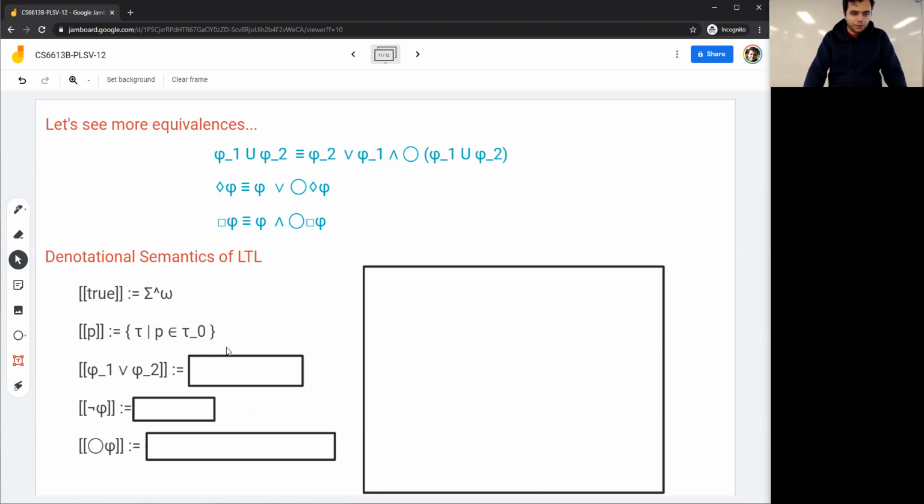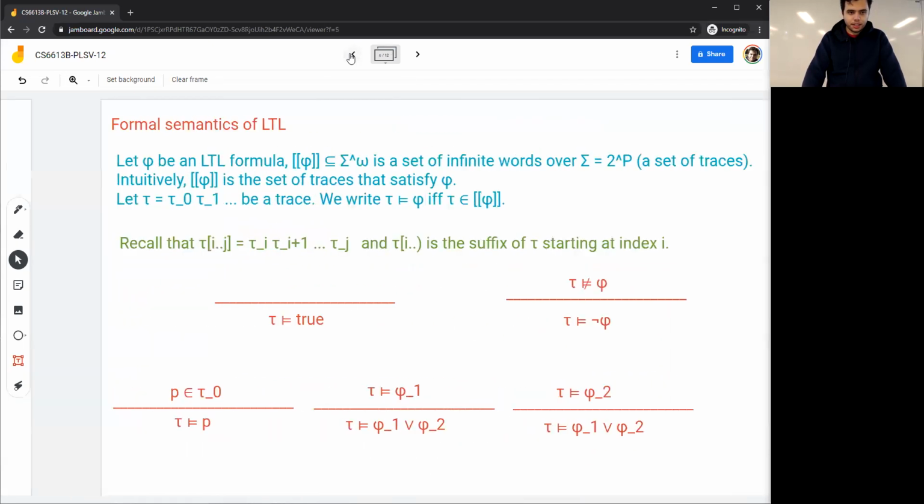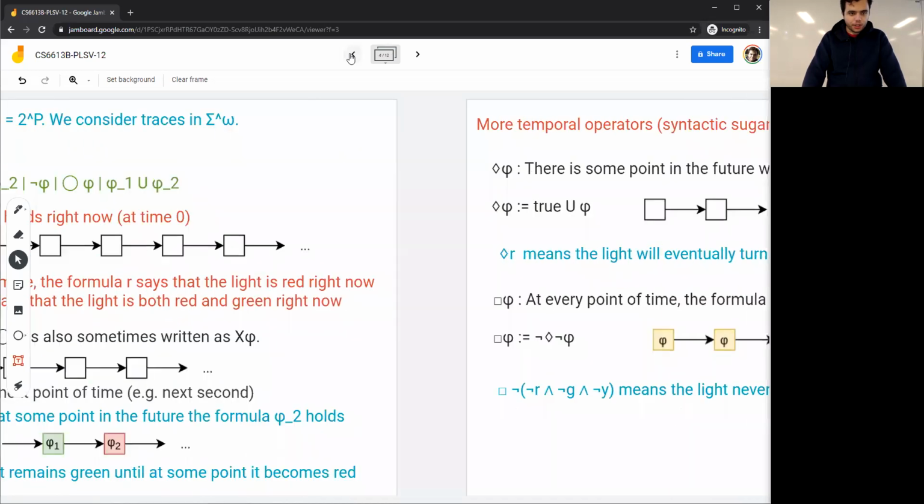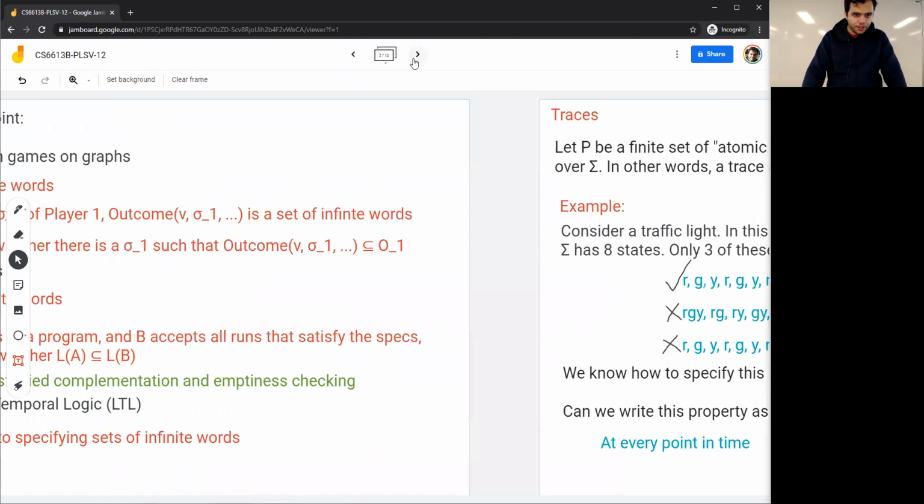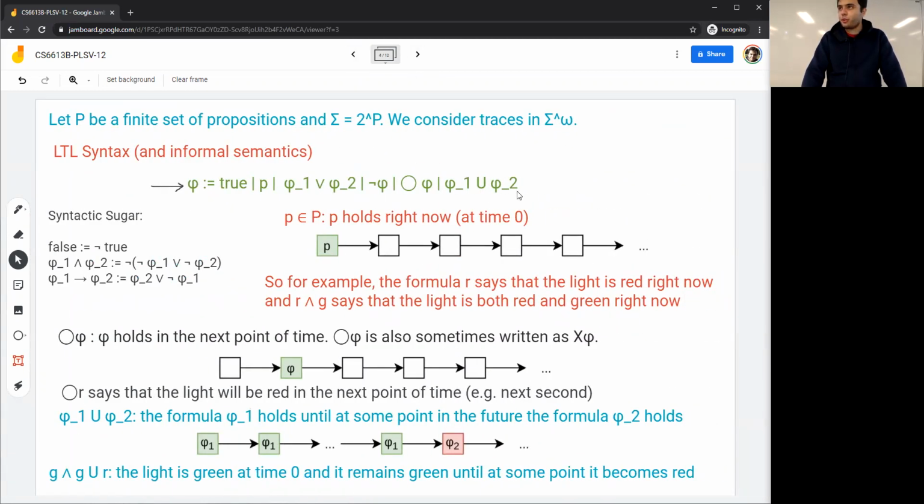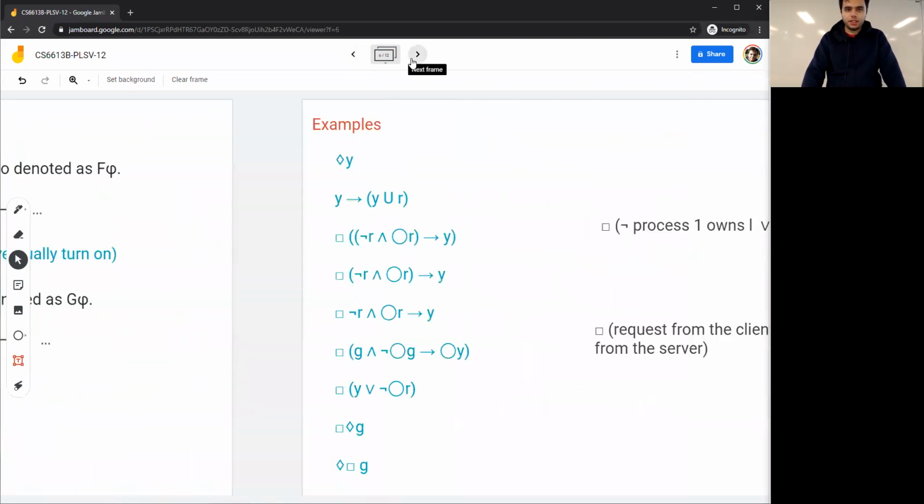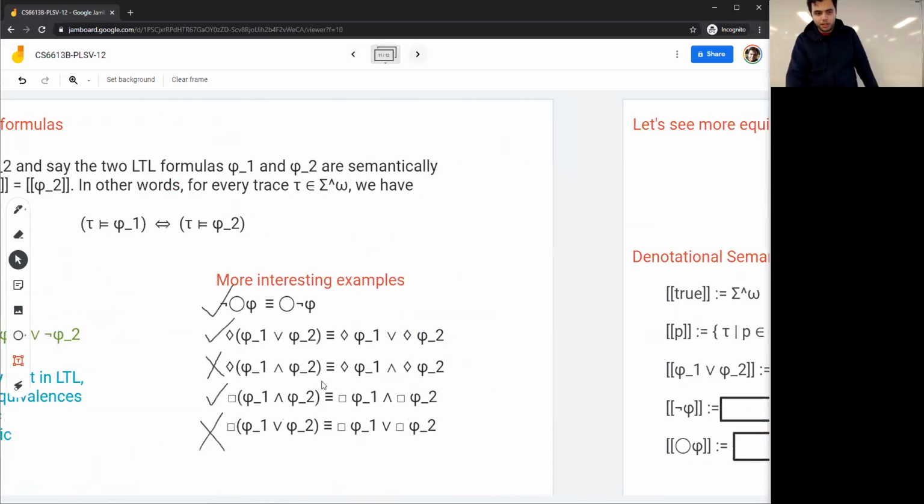One point that I have to mention here is that I'm only defining this denotational semantics for the main components of my logic, and I'm ignoring the syntactic sugars. So I'm only defining it for formulas of this form. And I don't care about syntactic sugars because, again, this can just be rewritten. Right. Okay.